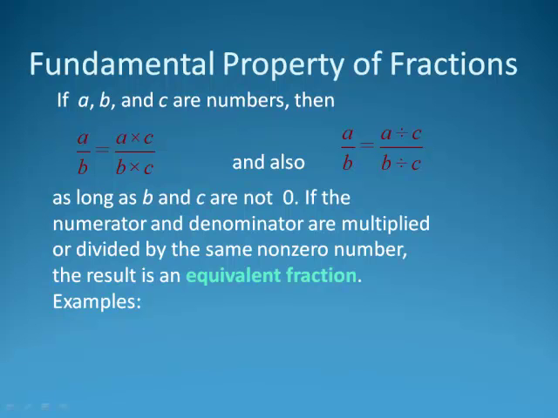The fundamental property of fractions is a way to mathematically explain that. If you have a general representation where you have a fraction where a is your numerator and b is your denominator here, for either of these two examples here, the equivalent property of fractions says that as long as you have a fraction and b and c are not 0, if you take that fraction and you multiply or divide both the numerator and the denominator by the same non-zero number, the result is an equivalent fraction.